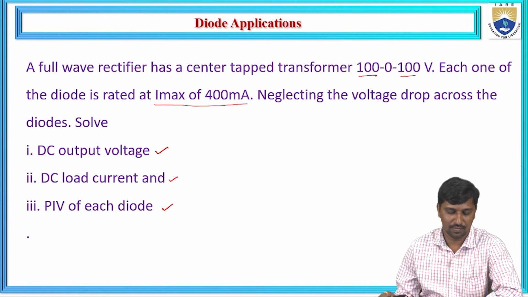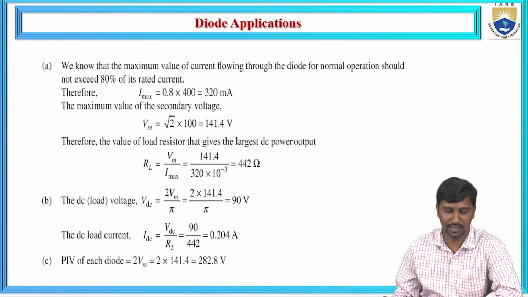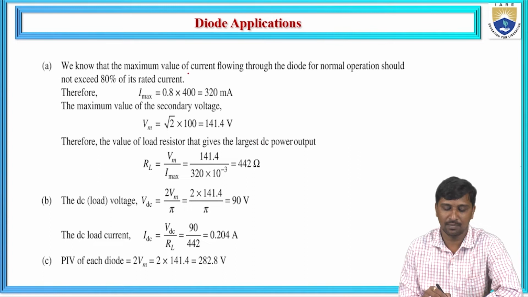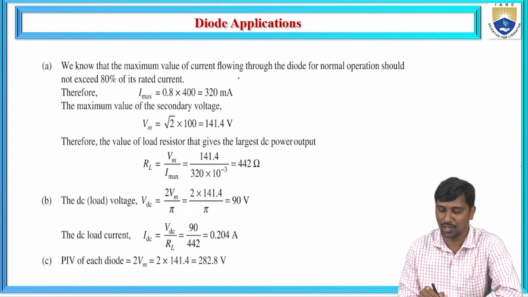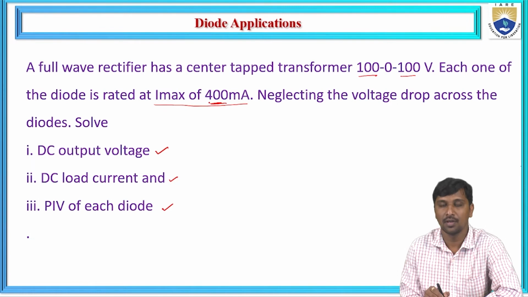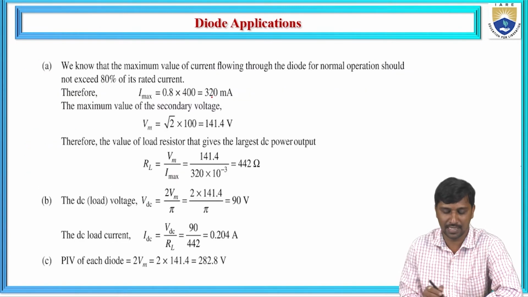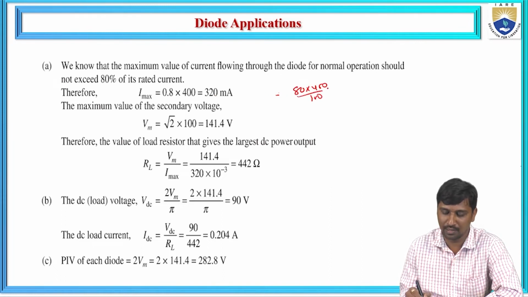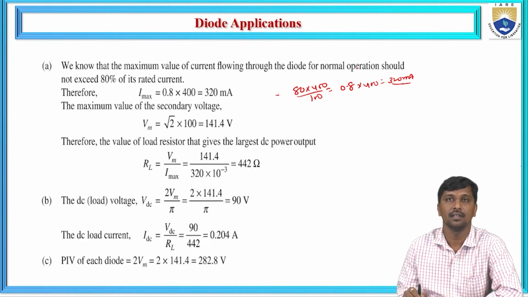For this case, if you want to calculate the DC output voltage, based on that, the maximum value of the current flowing through the diode for normal operation should not be exceeded. In the given problem, they have given that I maximum is 400 milliamperes. Hence, the I maximum should be 80% of the given rating. So 80% means 80 into 400 divided by 100, that is nothing but 0.8 into 400, which is equal to 320 milliamperes. So from that, the maximum current should be 320 milliamperes.